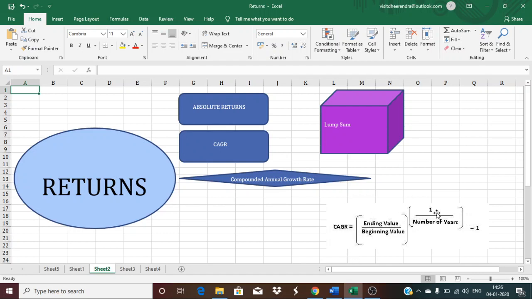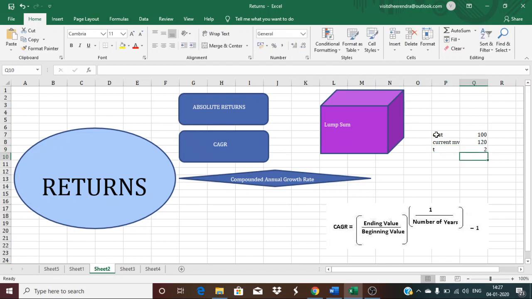Now you can see the formula on the screen. CAGR is equal to ending value divided by beginning value, to the power 1 upon number of years, minus 1. Now this term, number of years, is the holding period. Ending value is the current market value. Beginning value is the cost. So again, if we take a similar example, cost is equal to 100, and the ending price or the current market value is, let's say, 120, and the number of years or the time is, let's say, 2 years.